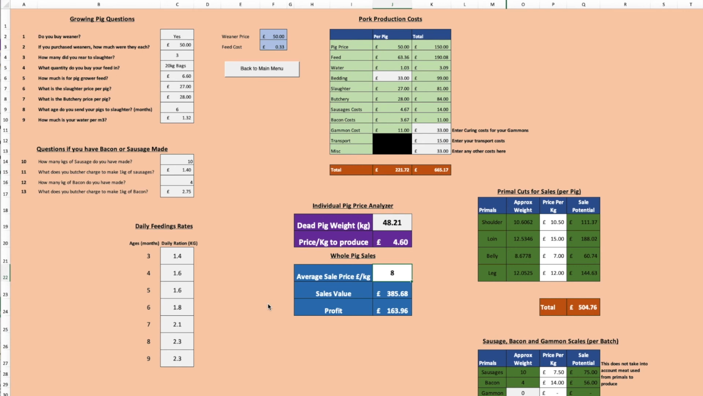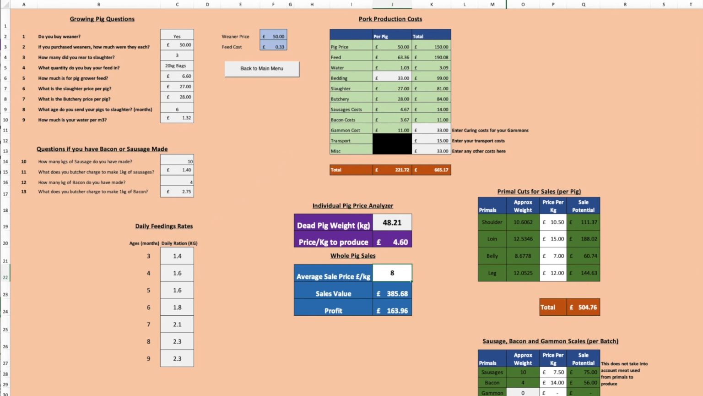I like to think it's statistically accurate, but I'm sure there's always going to be some variation, especially if your pig's slightly over fat and you're having the fat trimmed off. You'll obviously lose a bit of the weight when it comes to working down those primals. But again, it's just to give you an idea. You can download this tool from the shop.